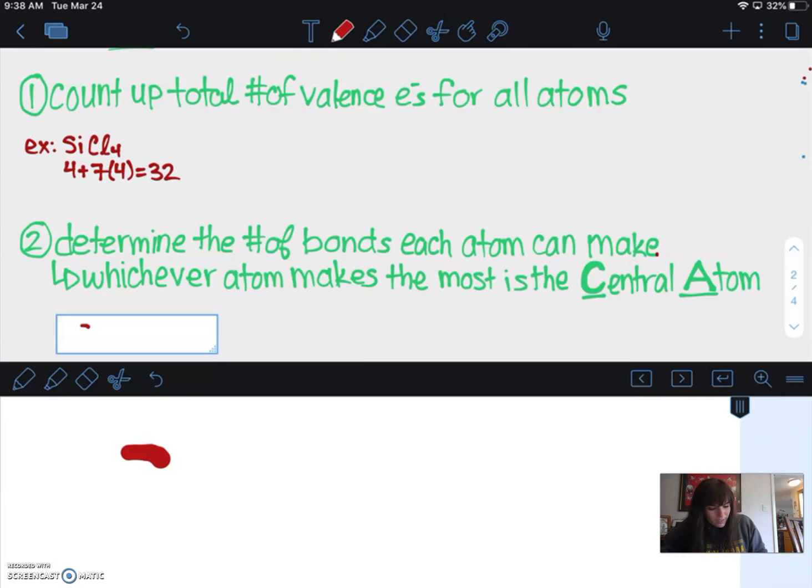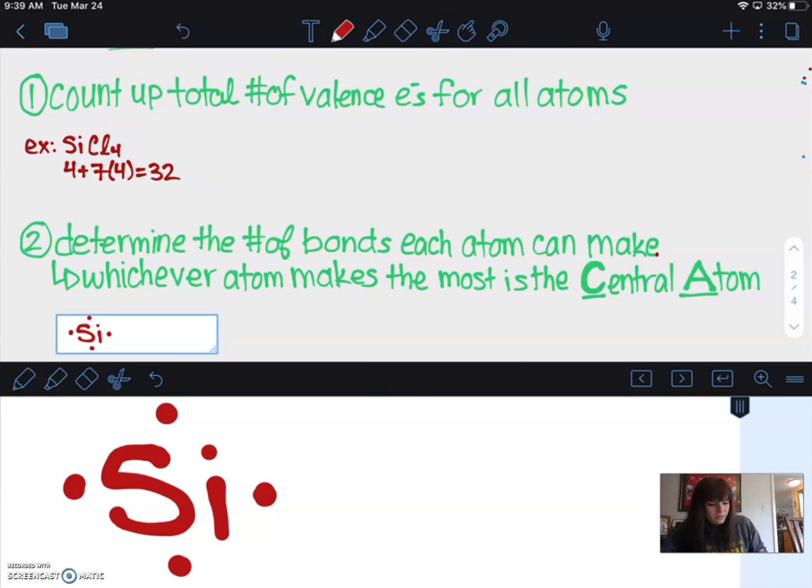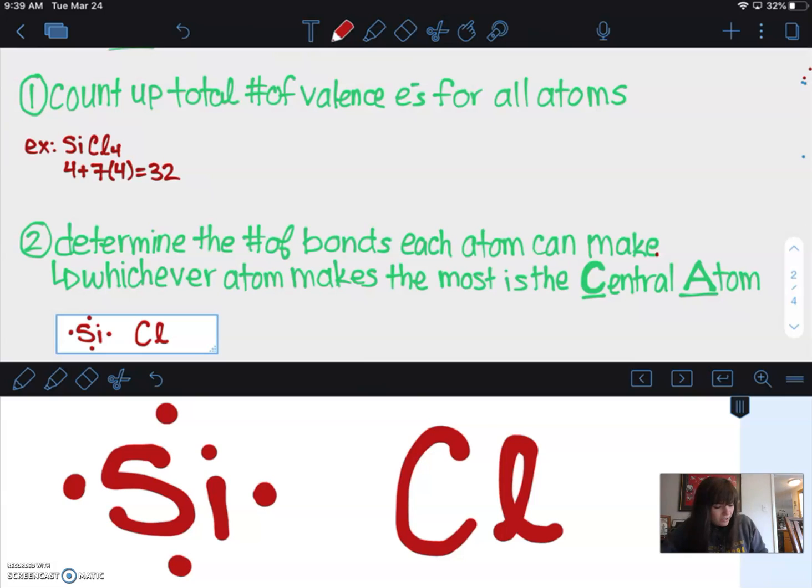So, since I've already determined how many valence electrons each gives, it's going to be really easy to do these Lewis dot diagrams. Silicon has 4, so it's going to have 1, 2, 3, 4 valence electrons around it, and chlorine with 7 valence electrons should have 1, 2, 3, 4, 5, 6, and 7.